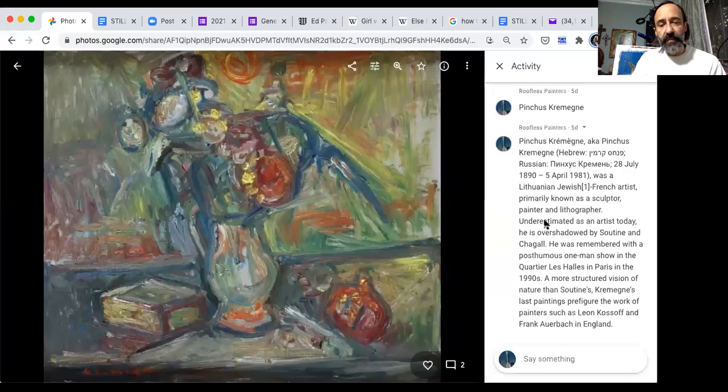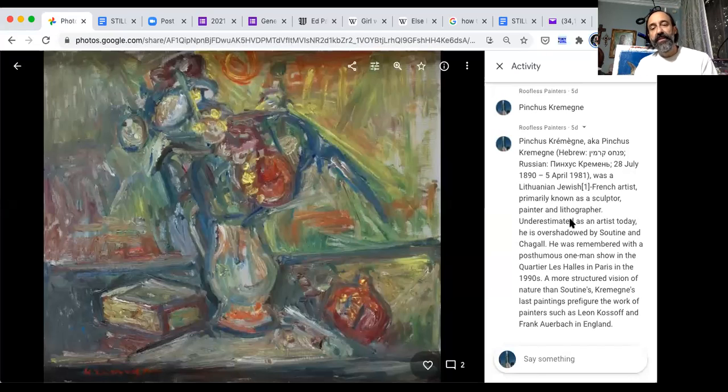I'm going to show you the 3 paintings that we're going to talk about. These are examples that we used when we did the Roofless Dog and Pony show throughout art history. This is the first one. Let me just share this.